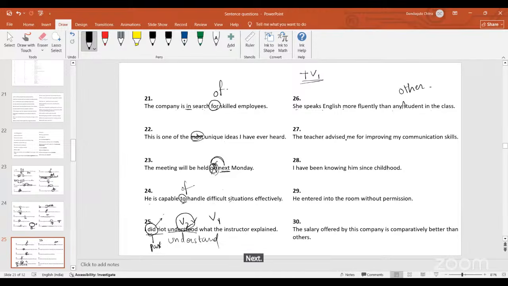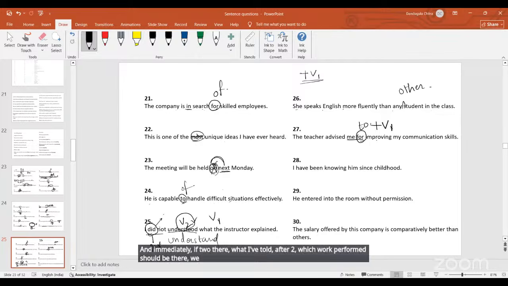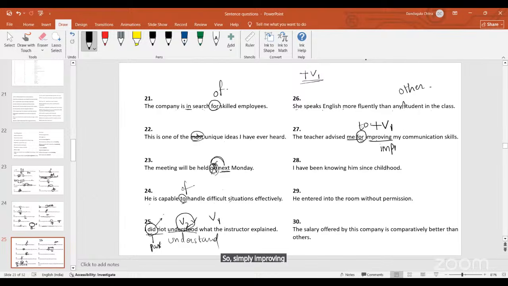Next, the teacher advised me for improving my communication skills. The teacher advised me to improve my communication skills. Advised me to improve. Okay, that is also true. Yeah, advised me to improve. Here, instead of for, we should keep to. And immediately, if to is there, what I've told after to, which verb form should be there? V1 form. V1. So simply improving changes to improve. You can just remember these two things, to plus V1, while plus V4, as these things repeat mostly. Okay, while V4, to V1.